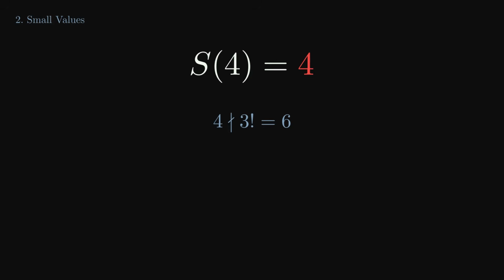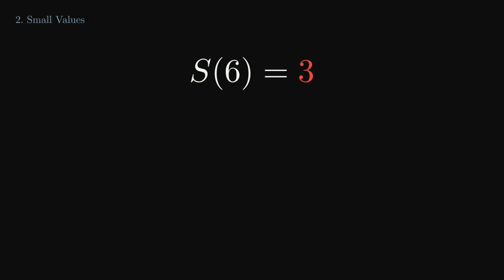4 does not divide 3 factorial, because 3 factorial is 6, and 6 is not a multiple of 4. You are forced all the way up to 4 factorial, which is 24, and 24 is divisible by 4. So 4 also gives 4, but for a different reason than 3 did. Hold on to 4, it will turn out to be special later, and then 6 surprises you the other direction.